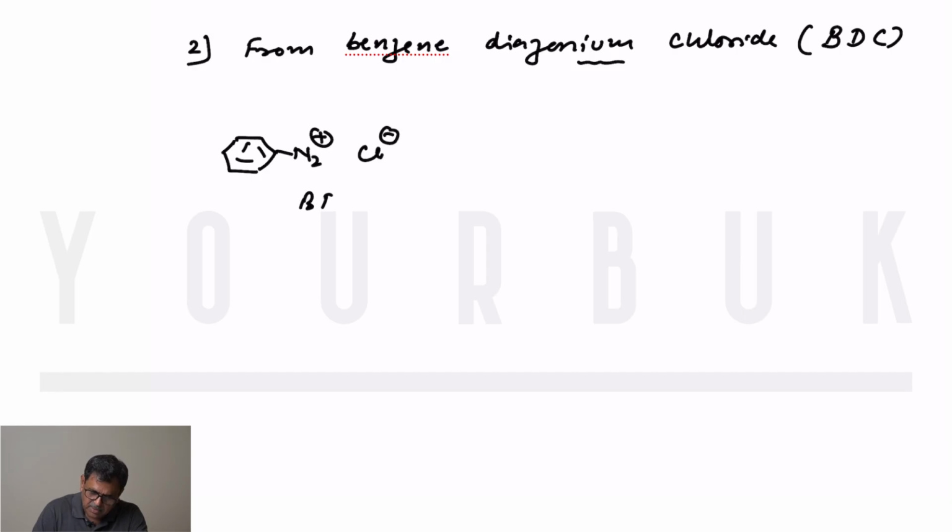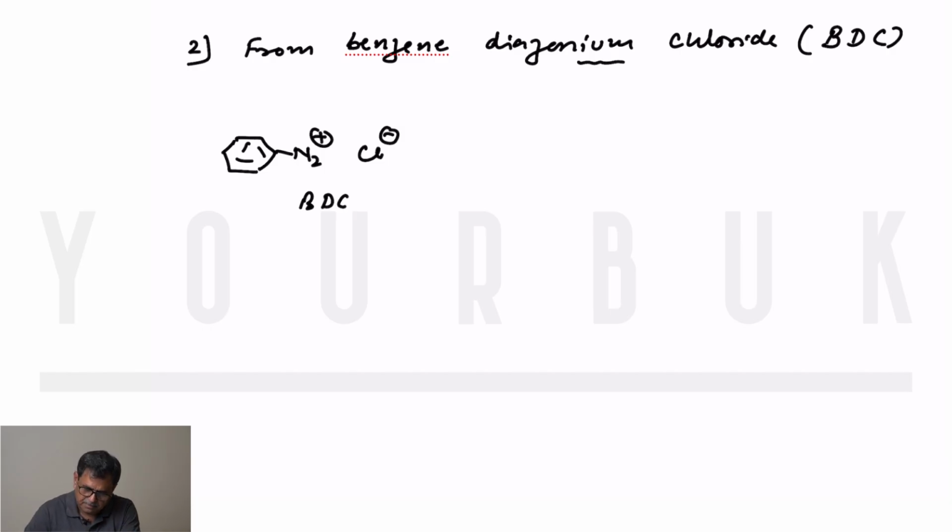This is called BDC. Now, remember in this case, a salt, just like NaCl, and N2 plus is directly bonded to benzene, which is a very good leaving group. Can be replaced by any group of your choice. Cl minus has no role to play in this case because Cl minus is not bonded directly to benzene. It is just present to neutralize the charge on the nitrogen. This is BDC, and starting with BDC, I can prepare all four halobenzenes.